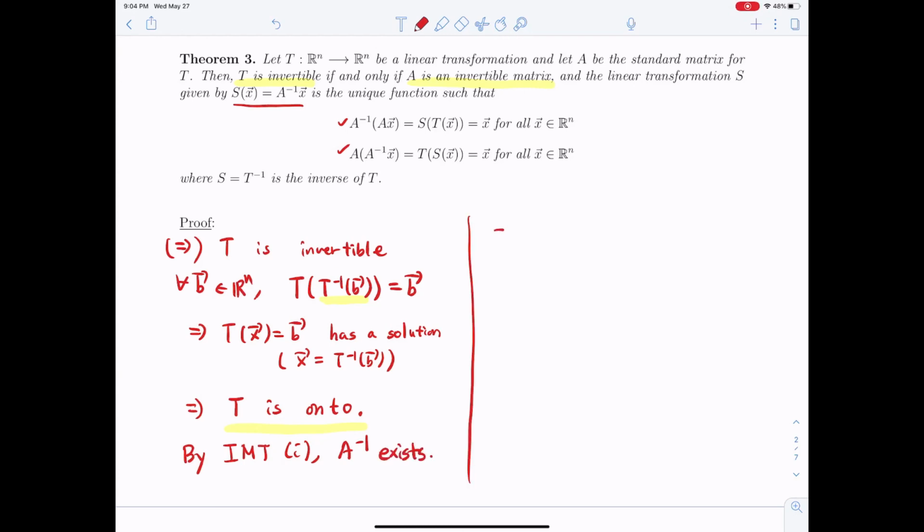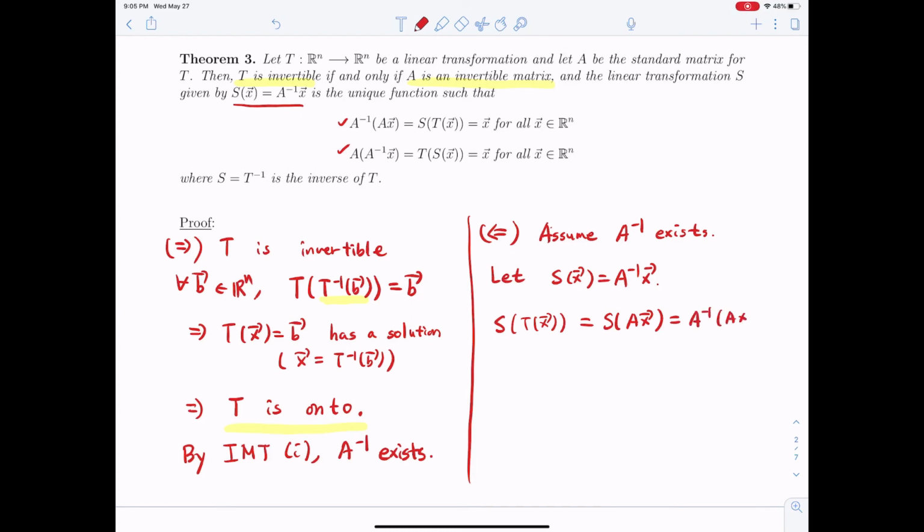On the other hand, suppose that the inverse matrix of the given matrix exists, and then we're going to prove whether the given associated linear transformation is invertible. So we need to define the inverse transformation. So let's say S of X is A inverse times X. Then we can tell that S of T of X is the same as S of A times X. That equals A inverse times A times X, which gives you just X.